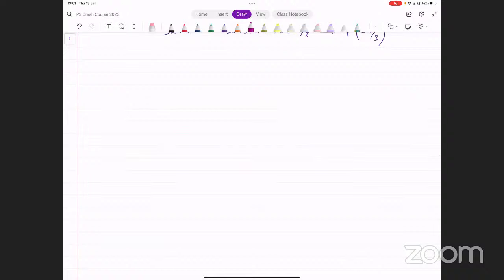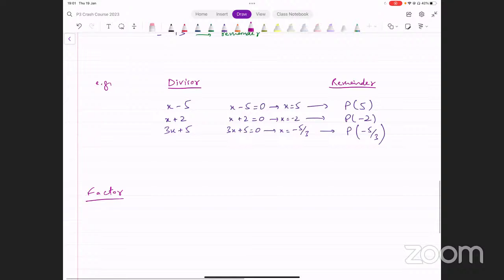Achha. Now, the next thing that we want to discuss is what are factors? Okay, from this we also get the factor theorem. That's just a special case of remainder theorem.